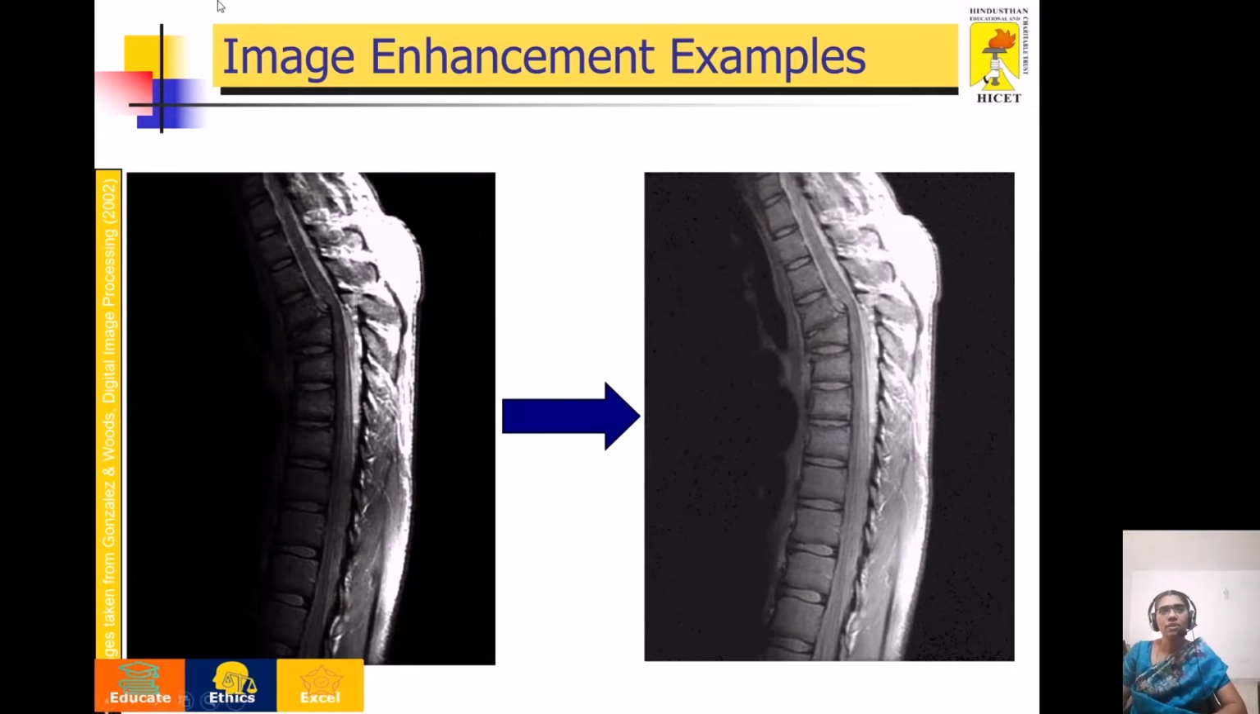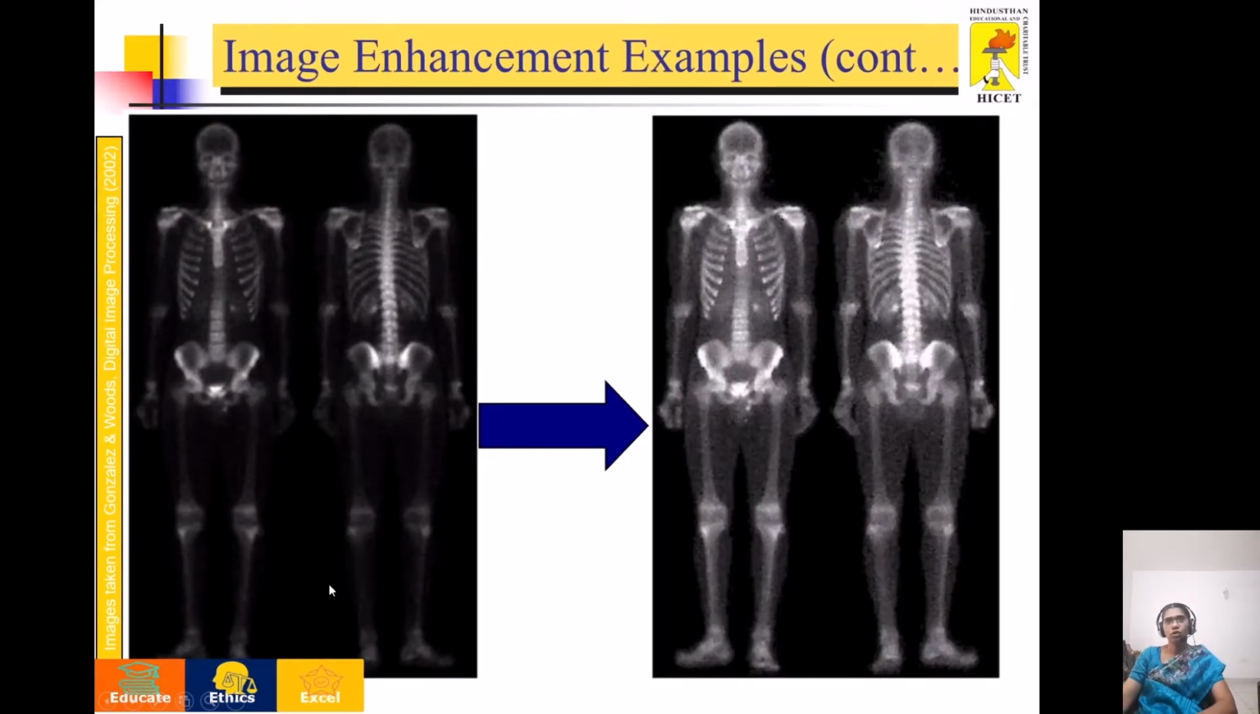For example, this is the image, and here I cannot visualize the spines well, so it has to be enhanced, and it is made better here. So image enhancement is making the image into a better form such that a viewer can understand it better. For example, for doctors also, image processing is helpful. If this is the image provided, it won't give you much detail, so it is enhanced and provided.